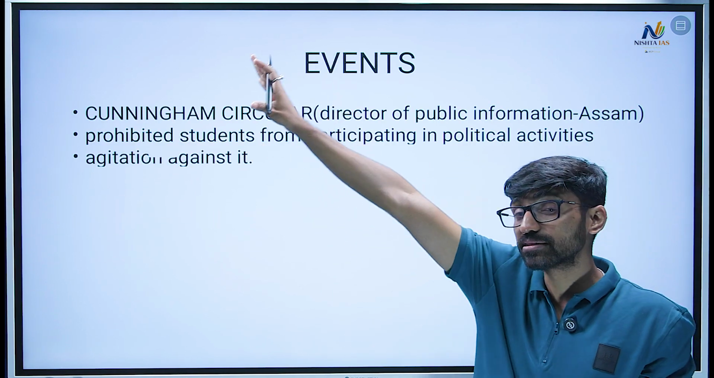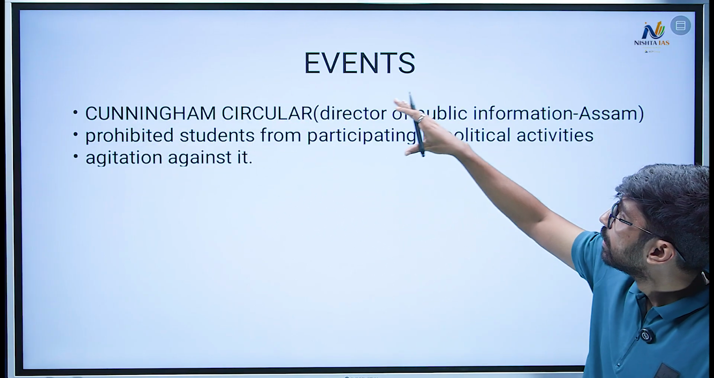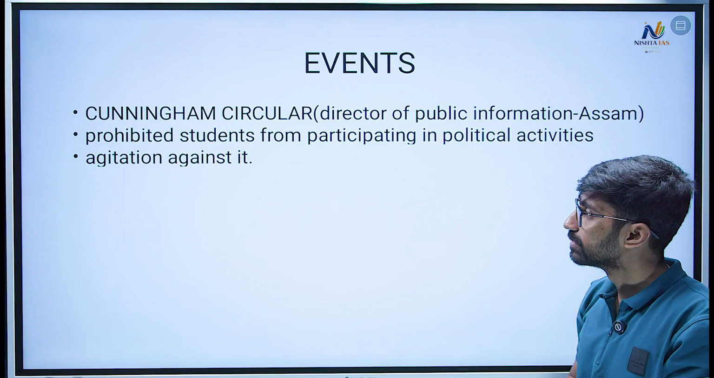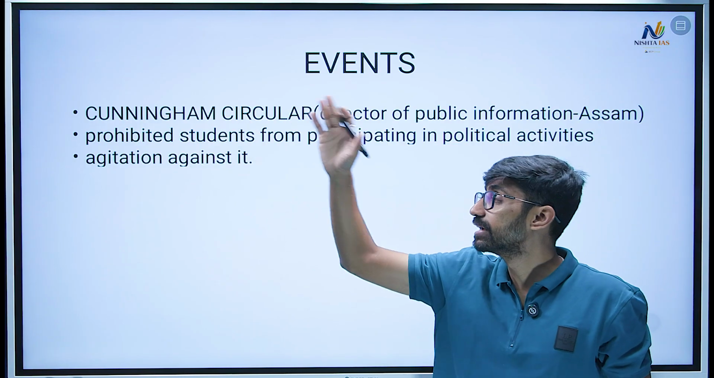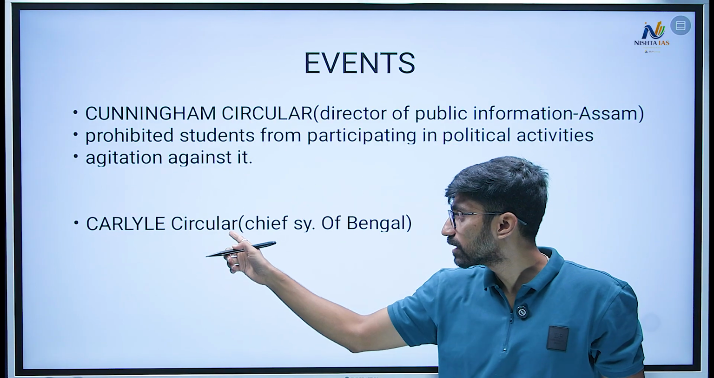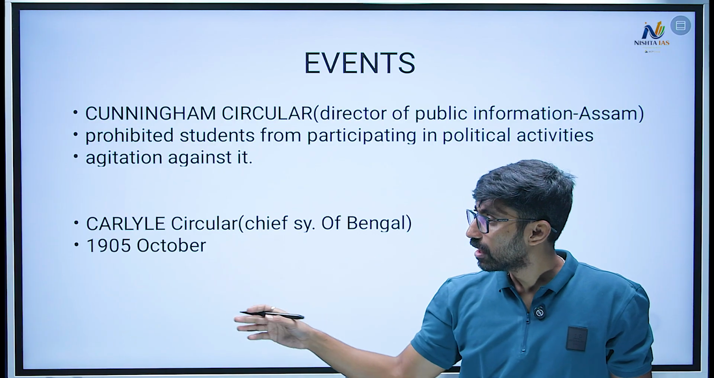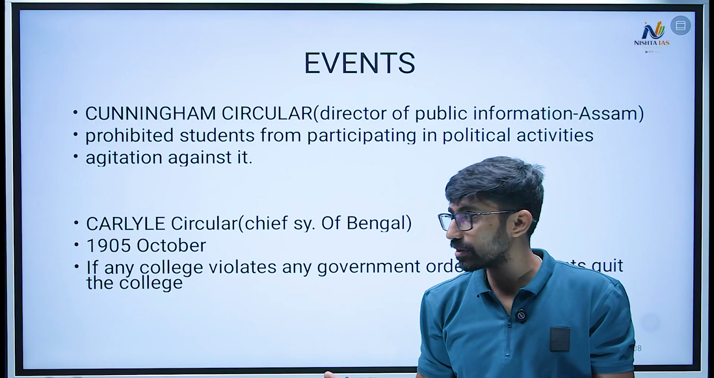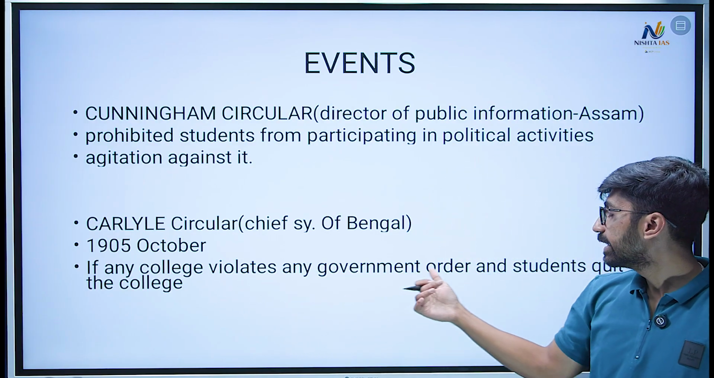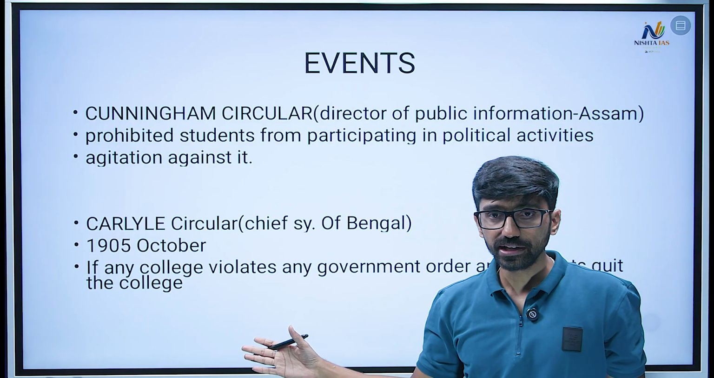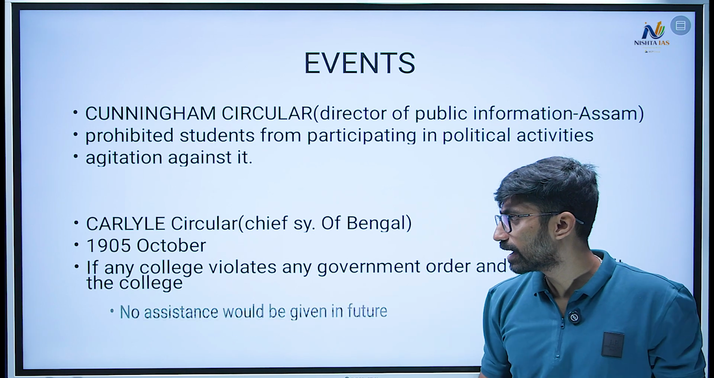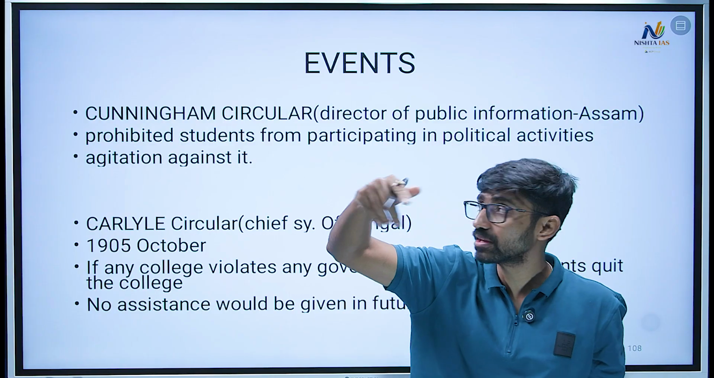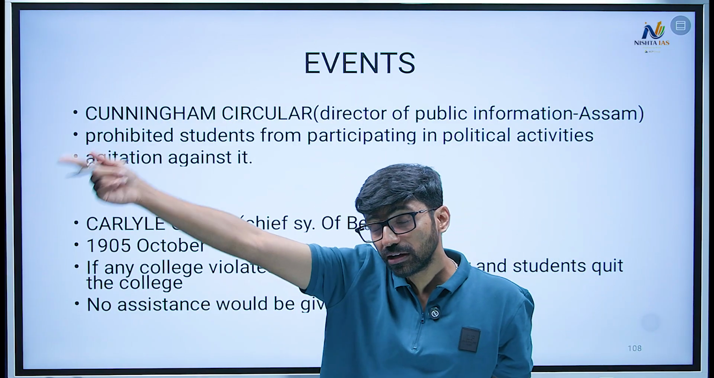Then Cunningham Circular and Carlisle Circular during the Swadeshi movement. Cunningham was the director of public information in Assam. He prohibited students from participating in political movements, and there was agitation against it. That is the Cunningham Circular. I think I told you about the Carlisle Circular. He was Chief Secretary of Bengal, in October 1905. I'm just integrating these two, the Cunningham Circular and Carlisle Circular, so you can remember it better. If any college violated any government order and students quit the college, they would not get any kind of benefits or assistance from the government. So there was agitation against the Carlisle Circular during the Swadeshi movement, and agitation against the Cunningham Circular during the civil disobedience movement.